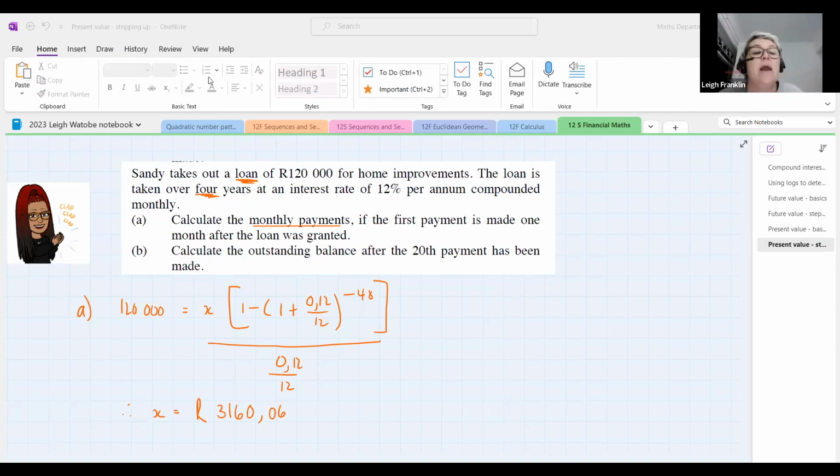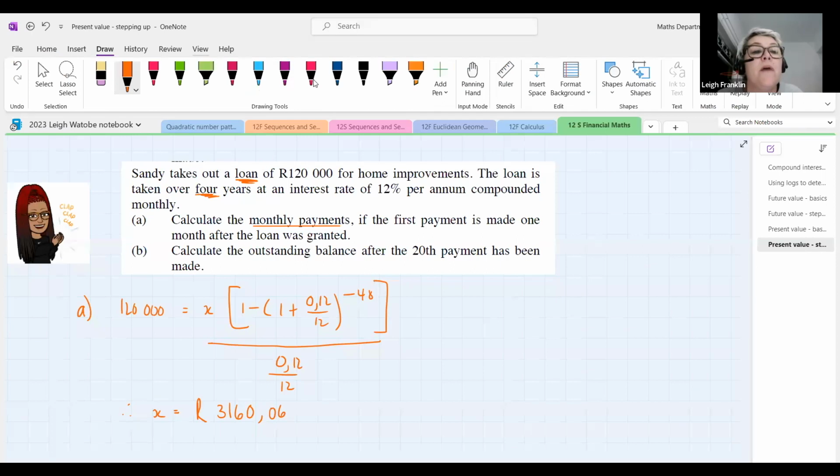Now let's have a look at part B. In part B, they ask us to calculate the outstanding balance after the 20th payment has been made. Now, look at the question. Does it tell you how long she's taken this loan for? Does it tell you that she's taken a loan for 20 years? No. So it tells us over here 4 years, beg your pardon. Right, sorry, I just needed to read that again.